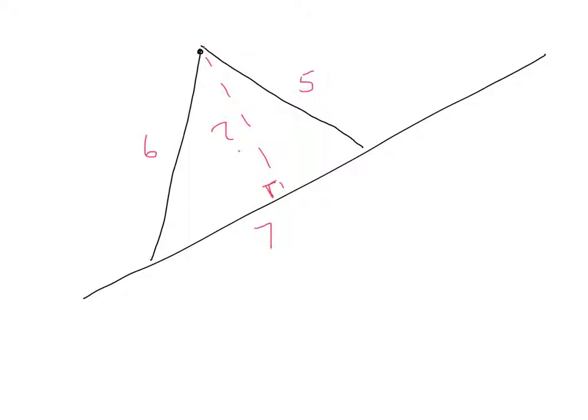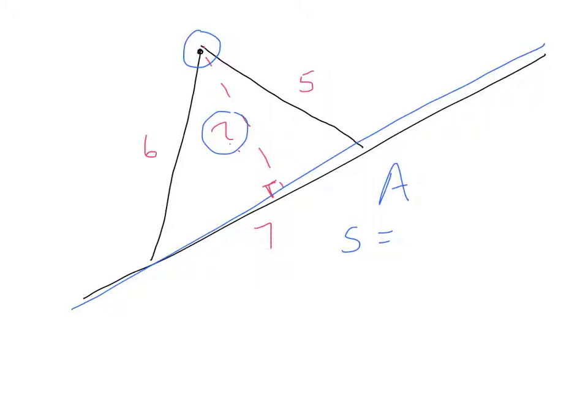We want to find the distance to this point from this line, and we have a triangle set up here, so we're wondering how big is that distance there. And so the first thing we're going to do is calculate the area. So we'll need the semi-perimeter, which in this case is 9, because it's 18 divided by 2. So the area is equal to the square root of 9 times 2 times 3 times 4.